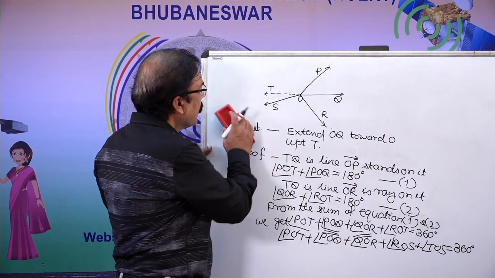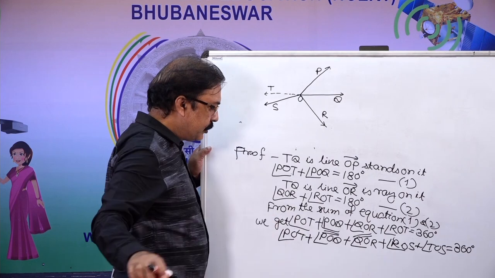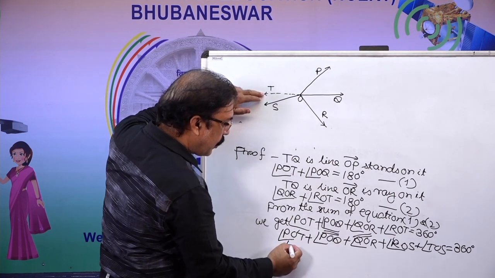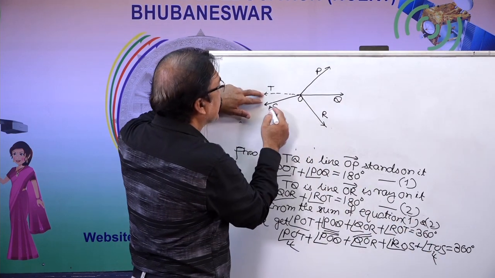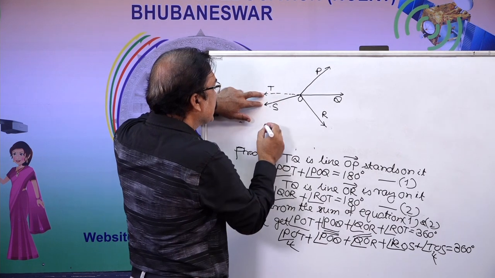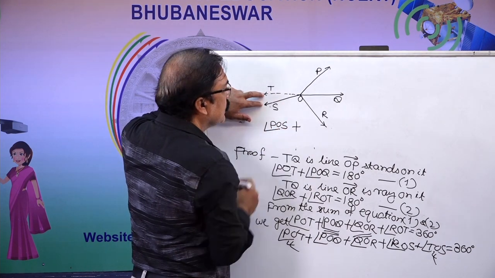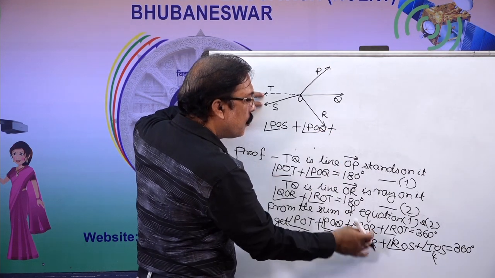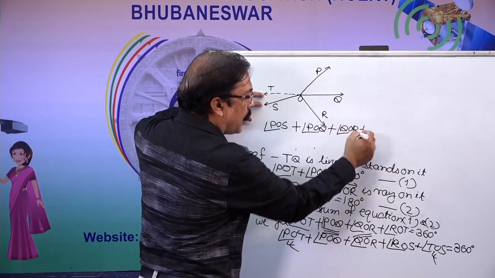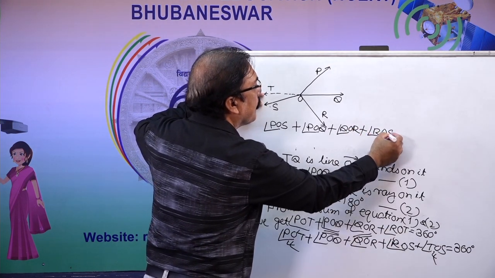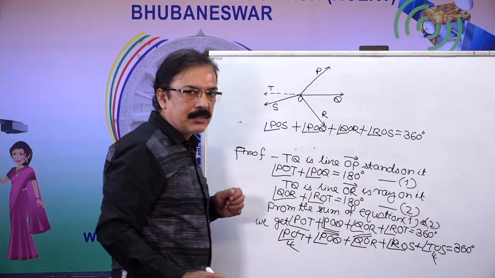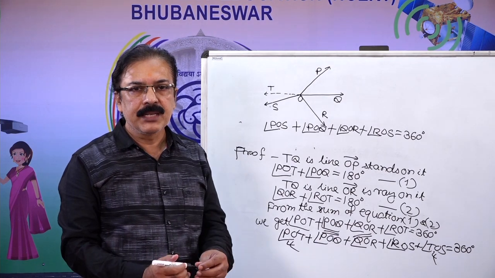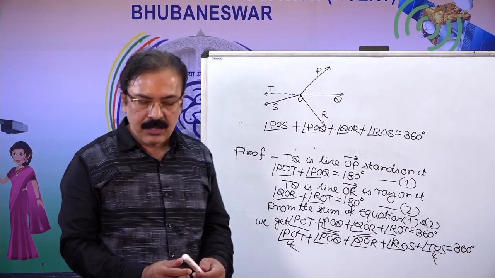Now you see POT and TOS. These two constitute angle POS. So POS angle plus POQ angle plus QOR angle plus ROS angle is equal to 360 degrees. This was our question to prove: POQ plus QOR plus SOR plus POS is equal to 360 degrees. So this is the solution.